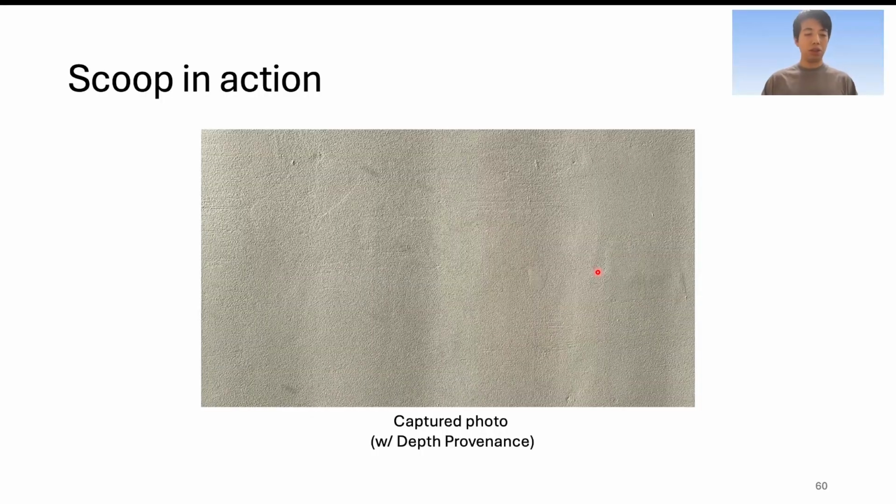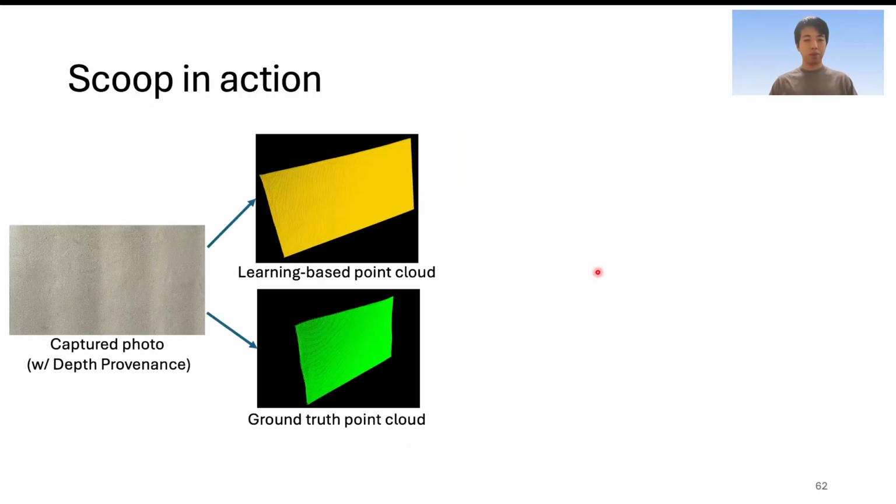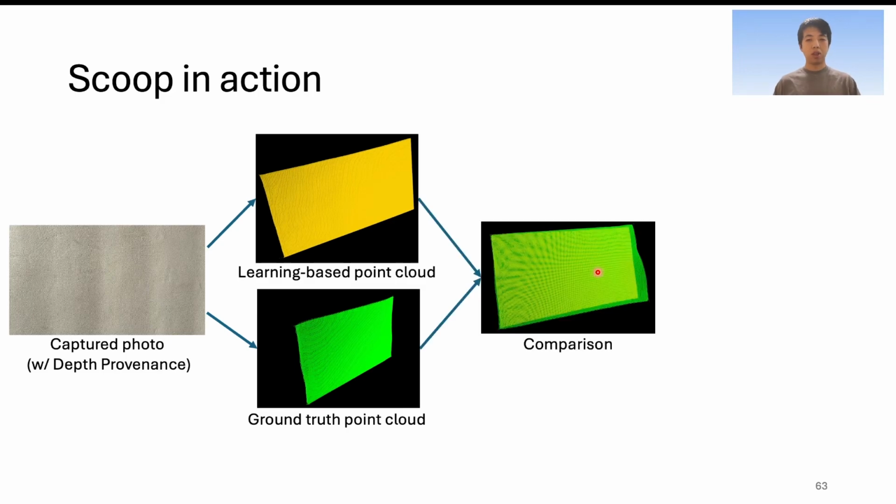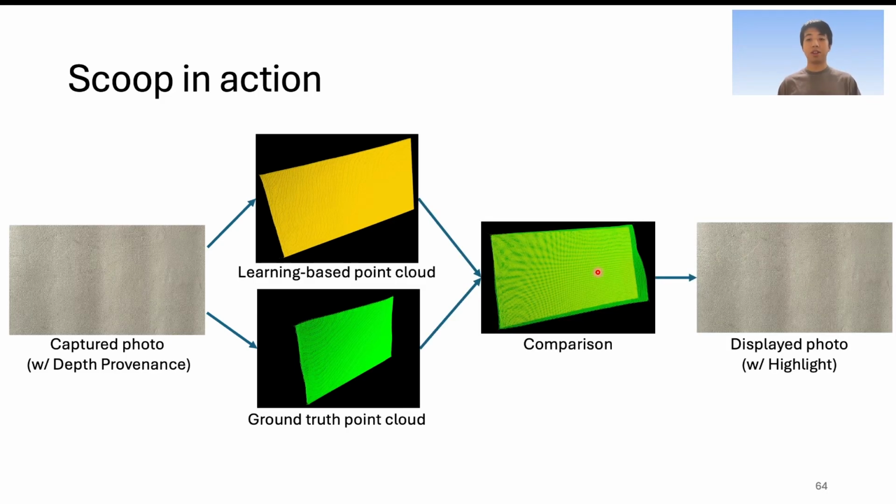Then let's take a look at this wall photo, where we generate the 2 point clouds, a learning-based and a ground truth-based, and then we do a comparison between them, and there's no region that they disagree with each other, so there's nothing we need to highlight.